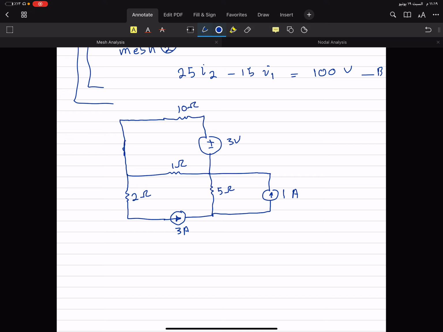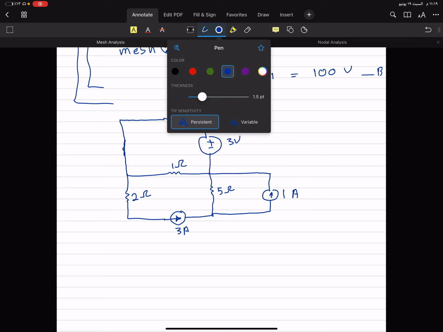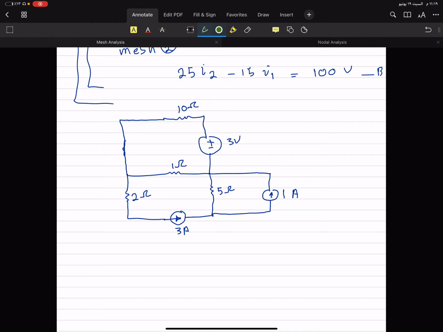So if you have this circuit, which method will you use? Are you going to use nodal analysis or mesh analysis? Definitely you are going to use mesh analysis. Why? Because there are two meshes that are unknown. So let's name them, okay? So this one is I1. Let's use another color.